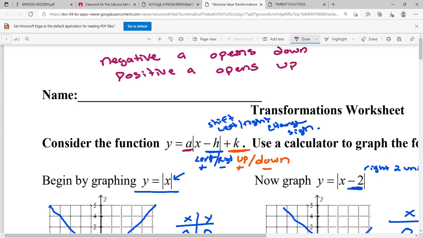Okay. A is a whole number: skinnier. A is a fraction: it's wider. There we go.